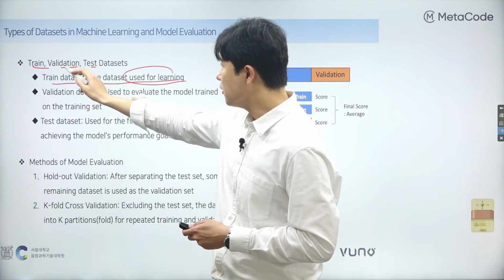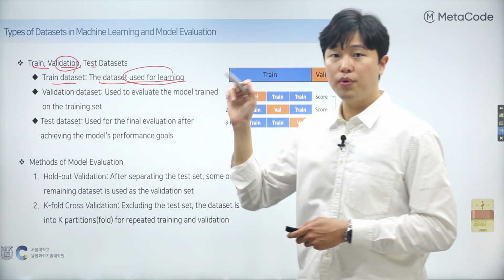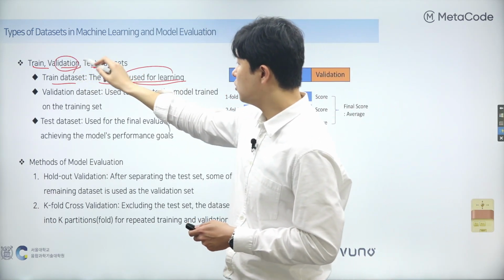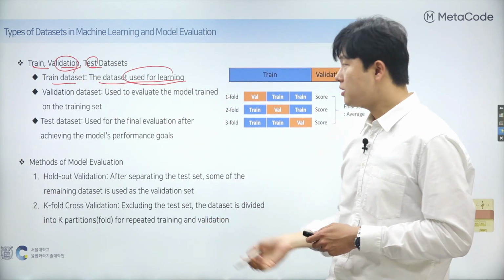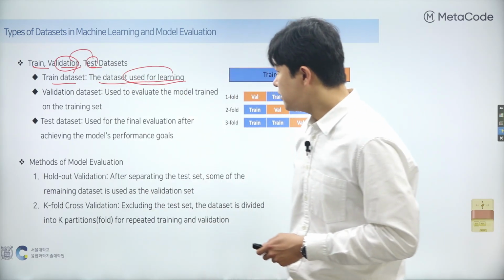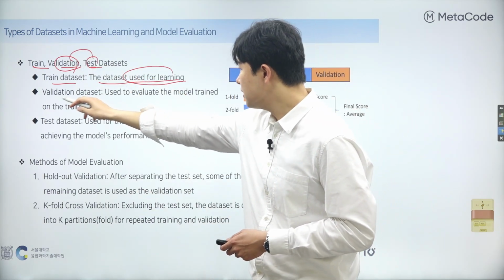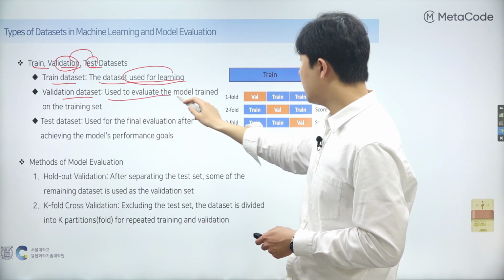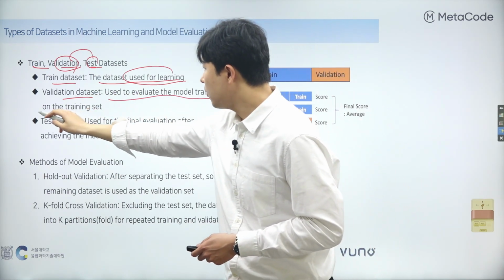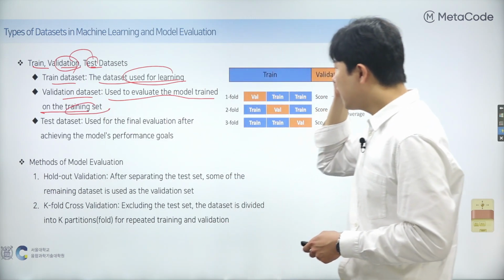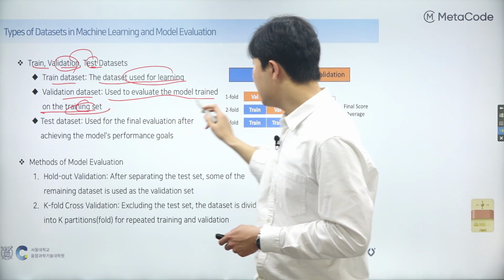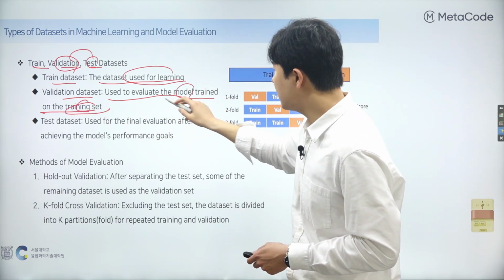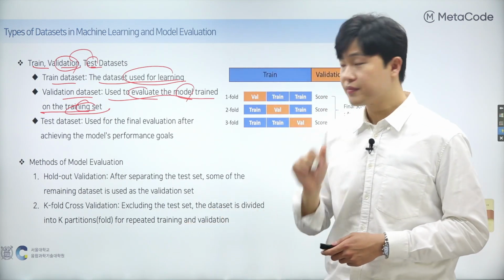predictions. So the difference between validation and test sets may be a little confusing, as the definitions of validation and test are similar. So validation set. This is utilized to evaluate the model while it is being trained on the training set, allowing for the tuning of model parameters and the prevention of overfitting.